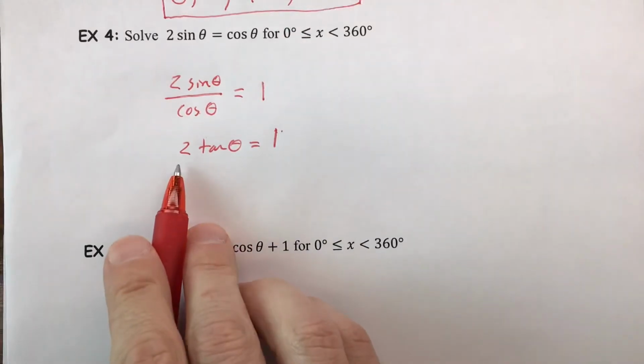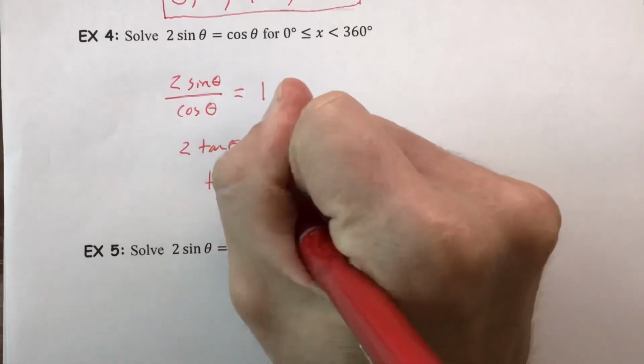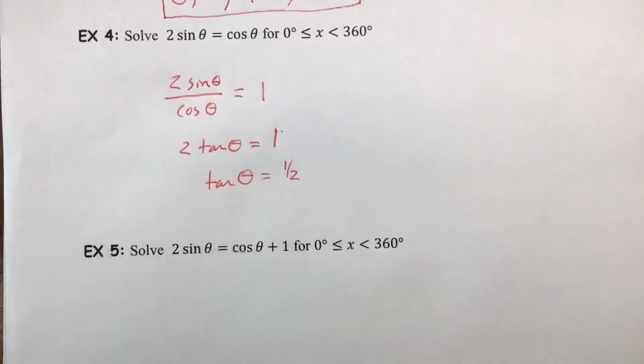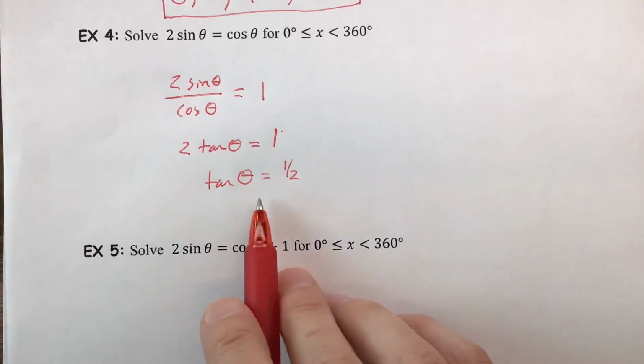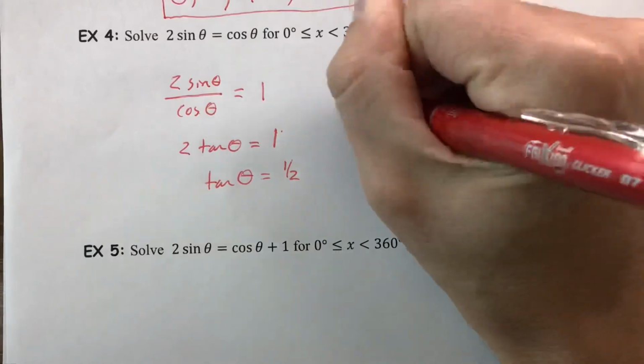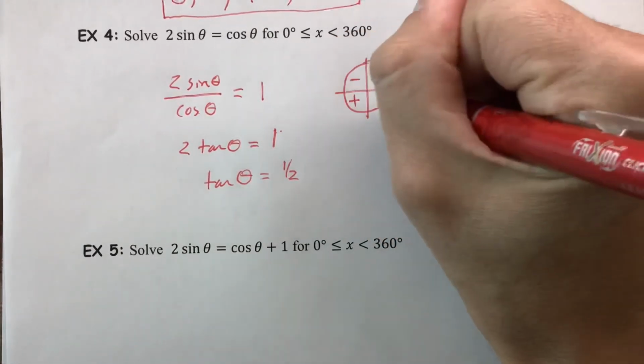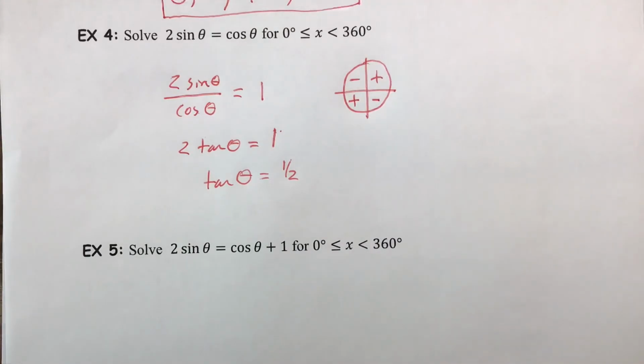All right, and then what I'm going to do is divide both sides by 2 so that the tangent of theta is equal to 1/2. All right, from here, I can go ahead and take the arc tangent. Let me go ahead and draw that circle again. The tangent circle is going to be positive in quadrants 1 and 3. It will be negative in 2 and 4.